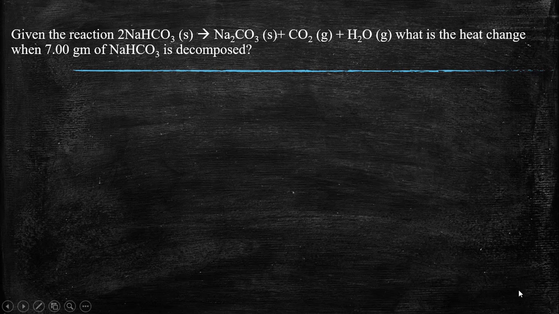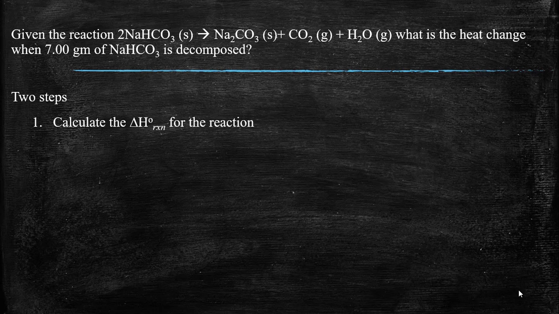For this question, we're given the reaction, the decomposition of sodium hydrogen carbonate, or sodium bicarbonate, and we're asked what is the heat change when 7 grams of the sodium hydrogen carbonate is decomposed. This is a two-step question. The first, you need to calculate the delta H for the reaction. The second is you need to use the answer from step 1 to answer the actual question.